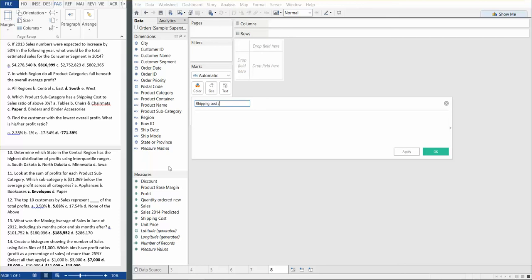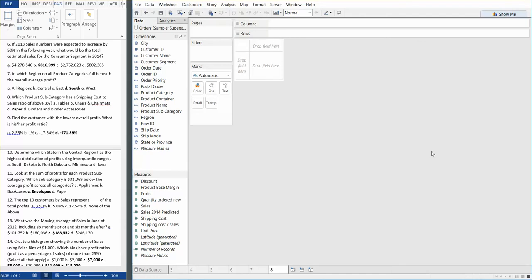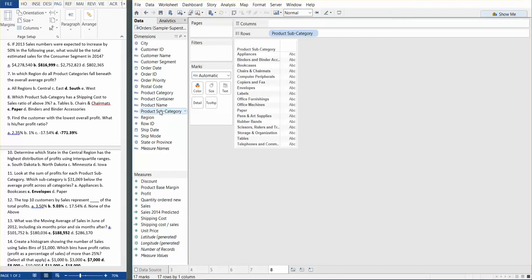Shipping cost over sales. So the way we're going to calculate it is sum of shipping cost, and we're going to divide that by sum of sales. The calculation is valid. We're going to go ahead and say okay. So now what we need to do is we need the product subcategories, and we need to drag this new calculated field into there.